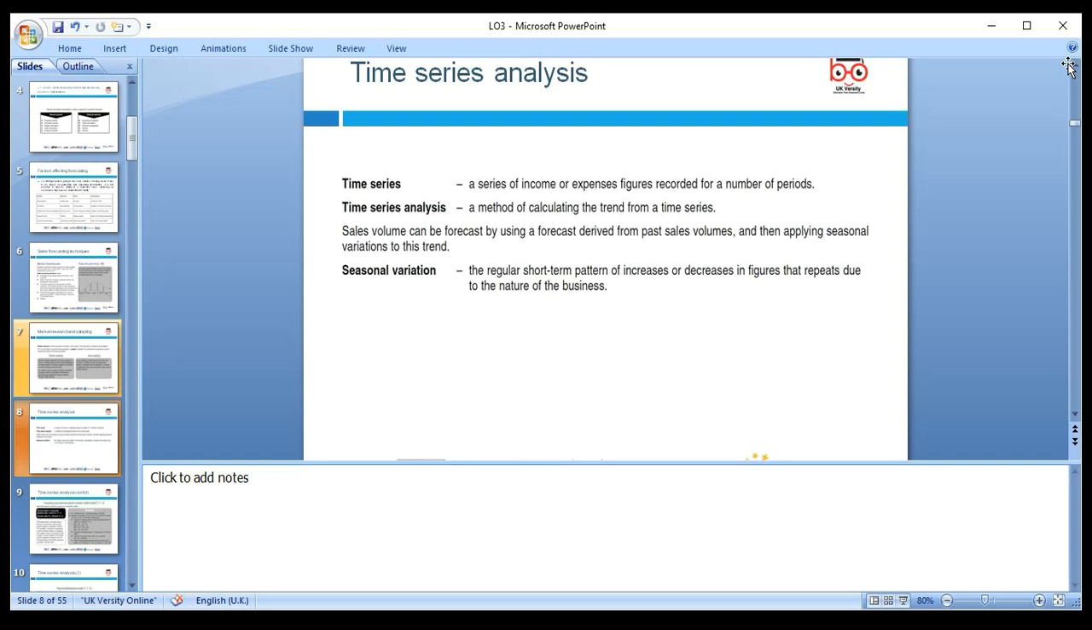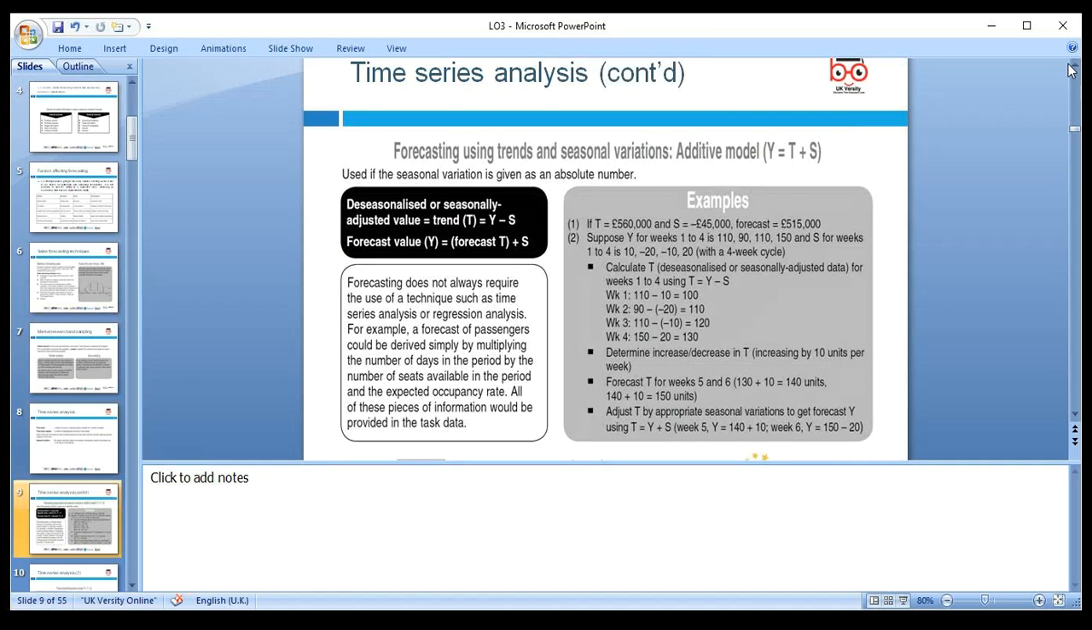And then the sales volume can be forecast by deriving the trend from the past sales volume and then applying the seasonal variation. Seasonal variation is a regular short-term pattern, an increase or decrease in the figure. We can repeat it and carry on forecasting for the future. So here are some examples. We'll see here the forecasting using the trend and the seasonal variation.